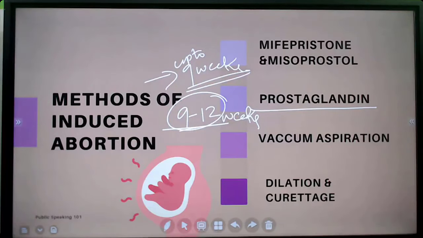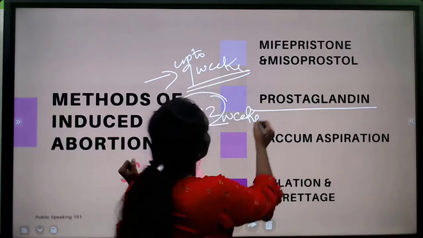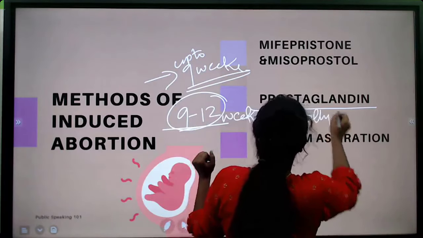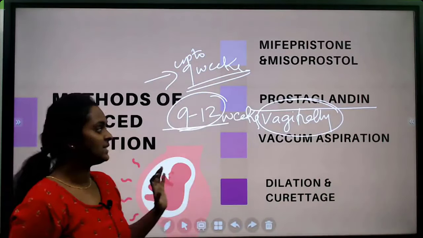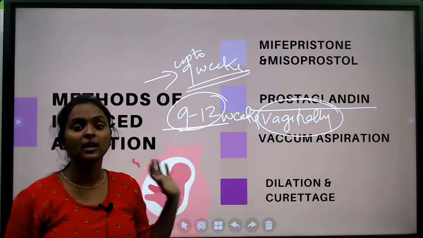So these are the two medical treatments we will give to terminate the pregnancy. How will we give, what is the route? Here we will administer this medicine vaginally to the pregnant mother. Clear? So these are the two medical methods used to terminate the pregnancy.